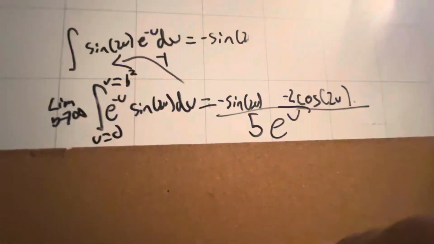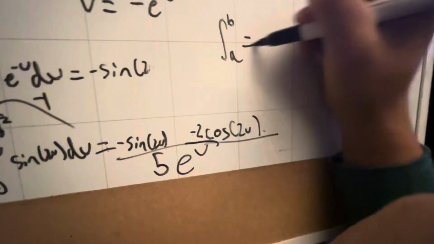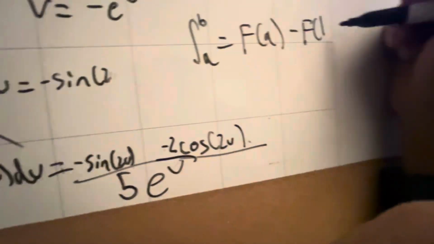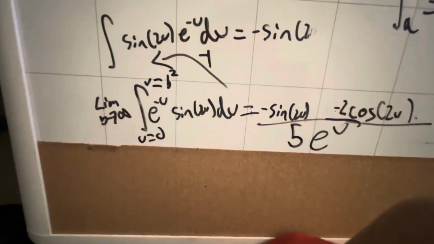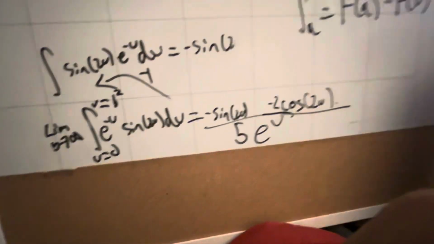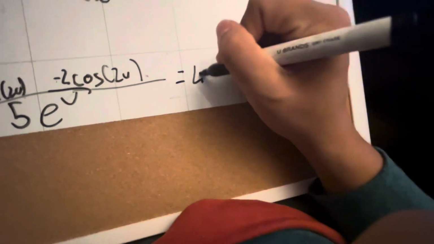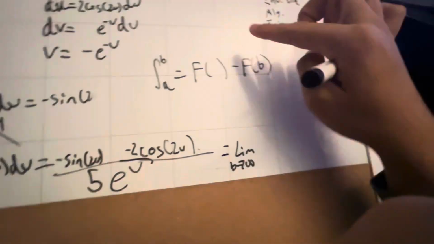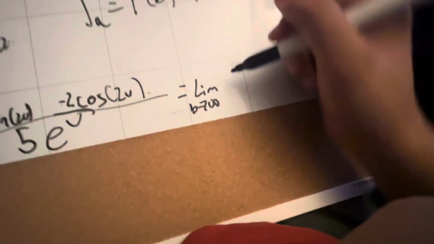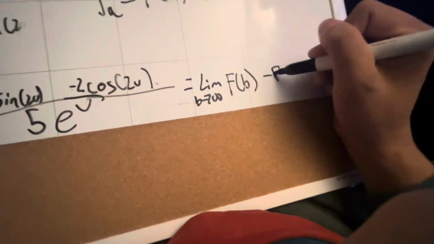But remember that we've got bounds from 0 to b squared, and we have a limit as b approaches infinity. And remember that the integral over bounds equals F of b minus F of a. It doesn't matter if there's a limit there, it's just for the notation. Okay, kind of does, but what we've got now is the limit as b approaches infinity of F of b minus F of a.